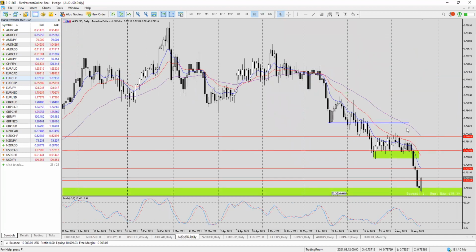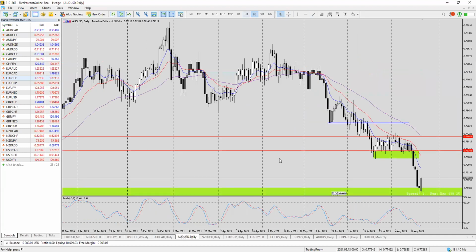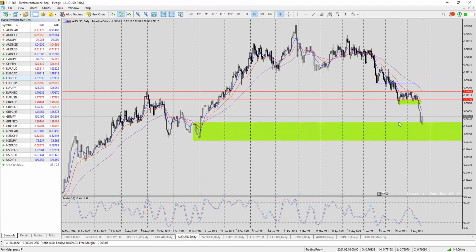On the daily time frame, let's have a look again. Okay, let's just clear some of these lines. Okay, on the daily time frame, the trend is still bearish. However, coming from this demand zone with this reversal pattern or this price action could make the Aussie dollar move higher in the next few days.